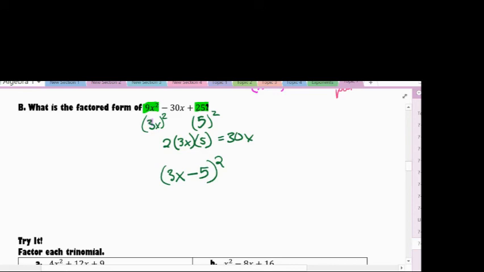So notice we took the a term and the b term to plug in here, and then we took the sign from the middle. This was negative, so this was negative. Go ahead and pause your video and do the try-its and come back and check your answers when you're done.